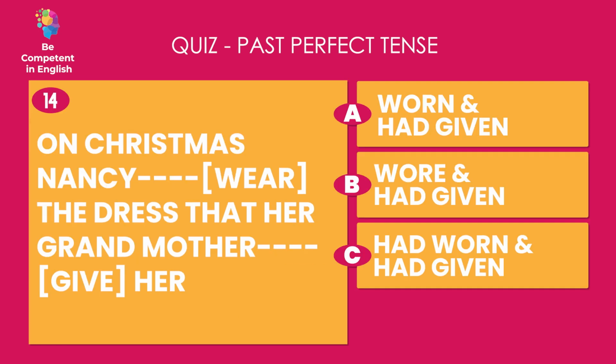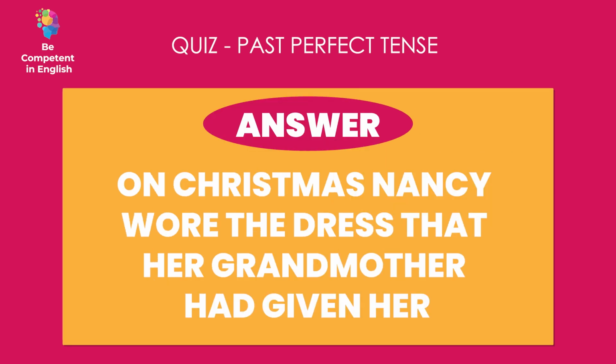Number 14. On Christmas, Nancy wore the dress that her grandmother gave her. The options are A. Worn and had given, B. Wore and had given, C. Had worn and had given. Correct answer B. Wore and had given. On Christmas, Nancy wore the dress that her grandmother had given her.